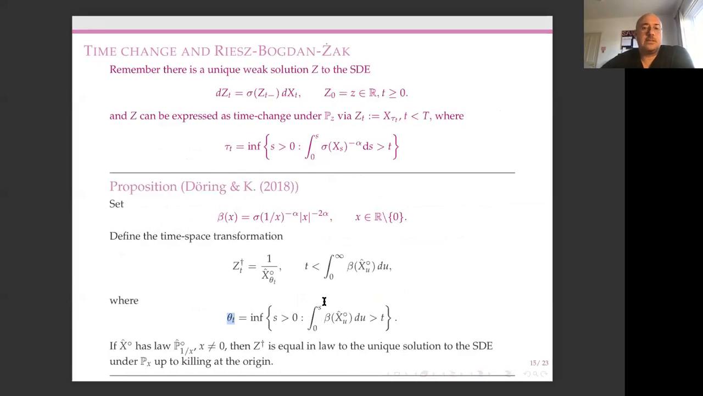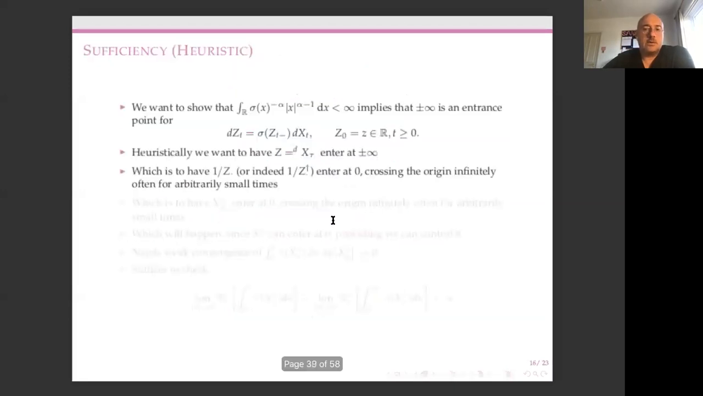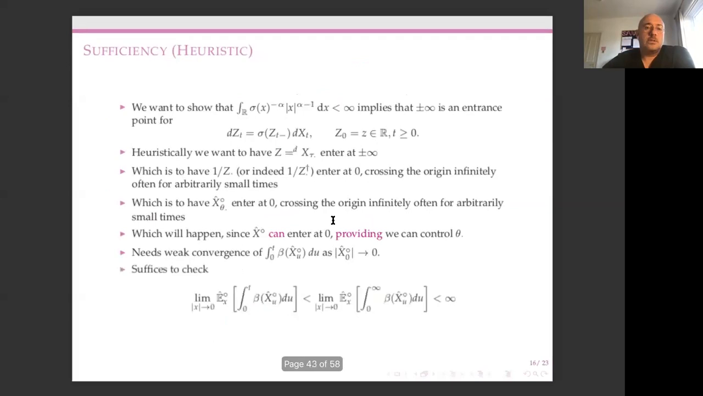this theta here. The theta is the inverse of this integral clock here, which is based on this beta function here. So I need to control this integral in essence as the stable process conditioned to avoid the origin, or the hat stable process conditioned to avoid the origin, tends to 0. So I need to make sure this thing doesn't blow up. It doesn't do anything stupid.